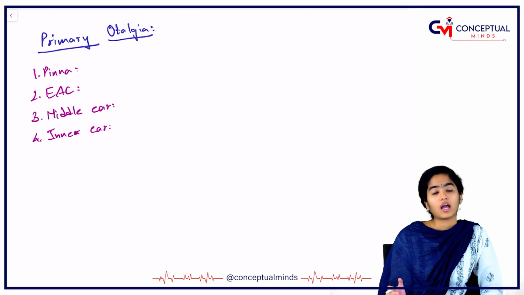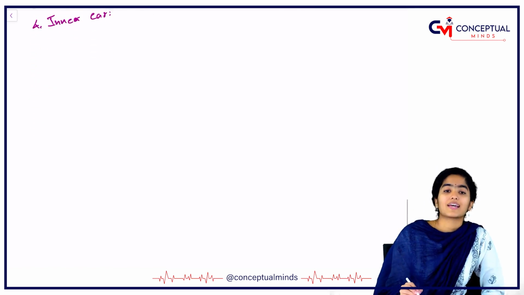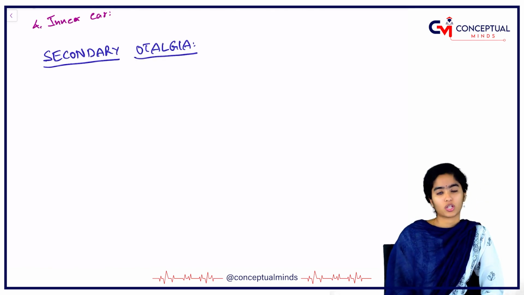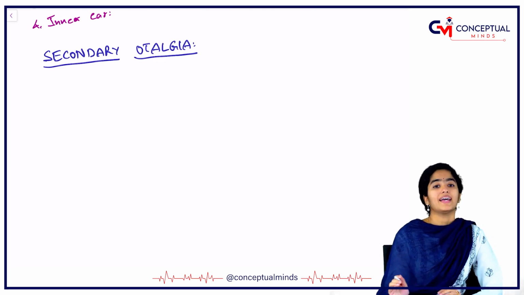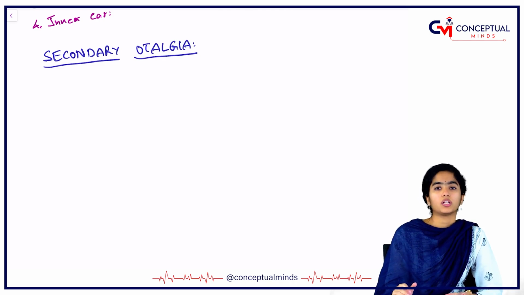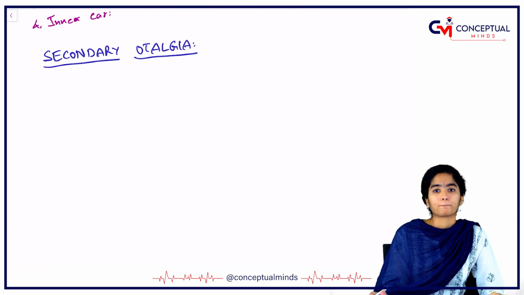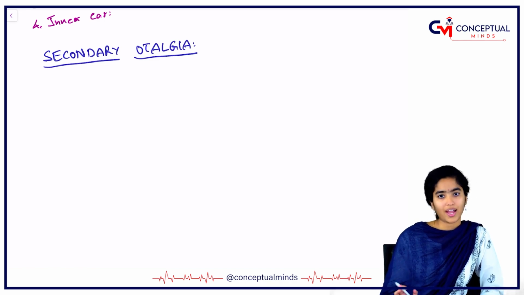This is very simple. Now let us move on to the second part, and that is secondary otalgia. Secondary otalgia is also called referred otalgia, referred pain. This is where you need all the knowledge regarding the nerve supply. So secondary otalgia or referred pain in the ear occurs because of pathologies in the head and neck regions because of the common innervation. Common innervation is what you must remember and understand.